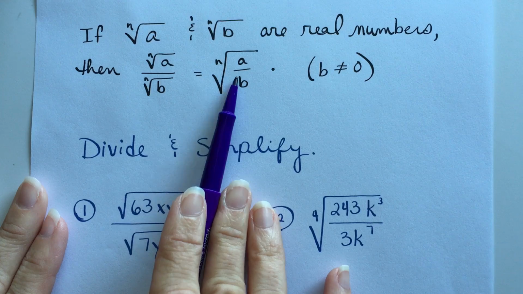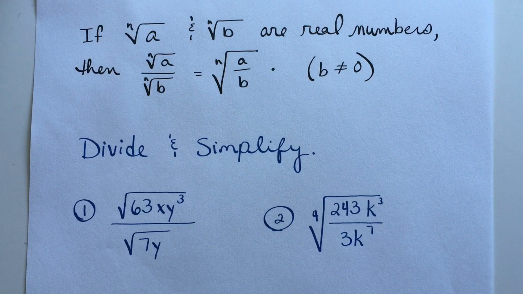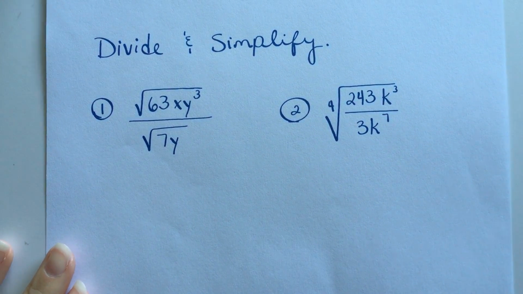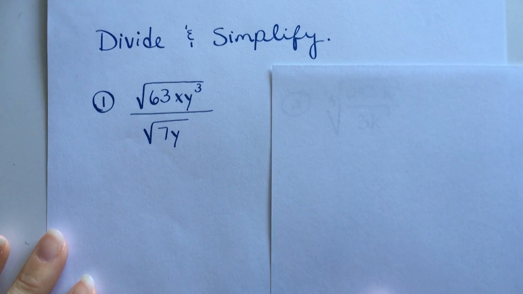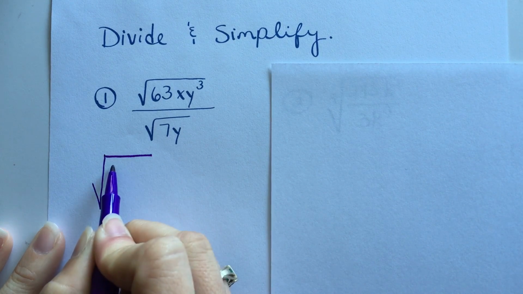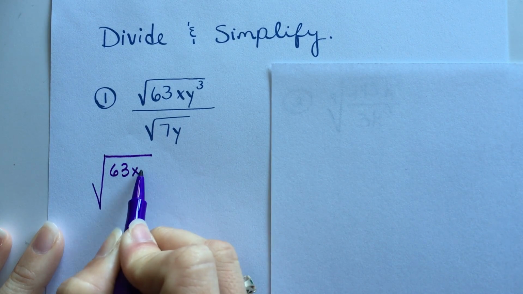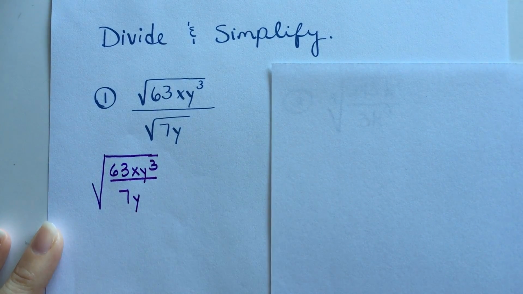You may have a problem written this way and you need to take it back to this. So you can write it as one big radical with the fraction underneath, or you can make a separate radical for your numerator and for your denominator. Okay, so on this first example, what you're going to need to do is actually write it as one big radical first. So we're going to have the square root of the numerator divided by the denominator, okay?